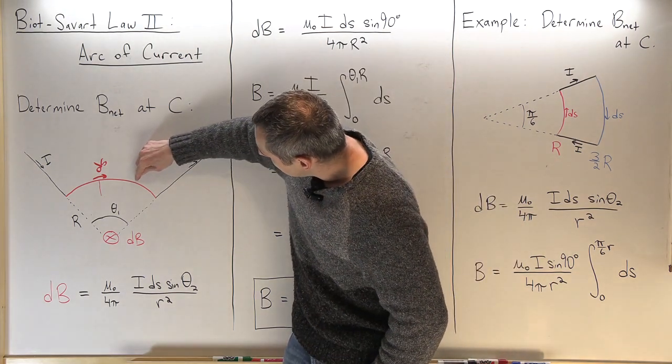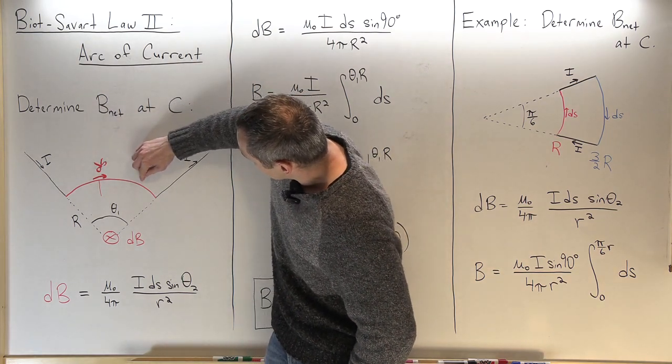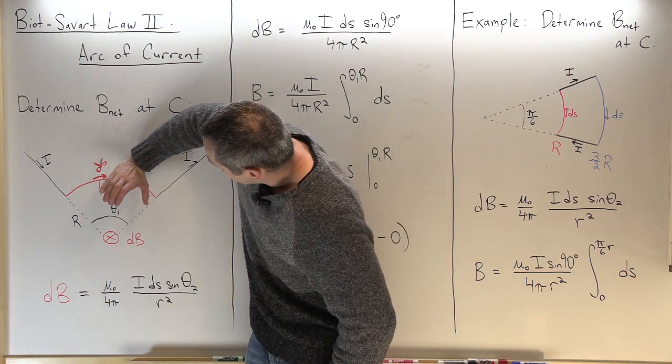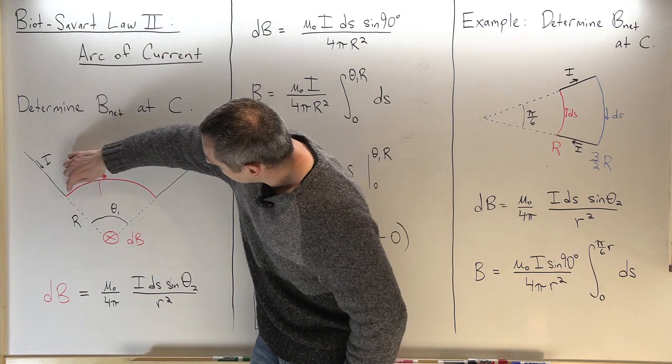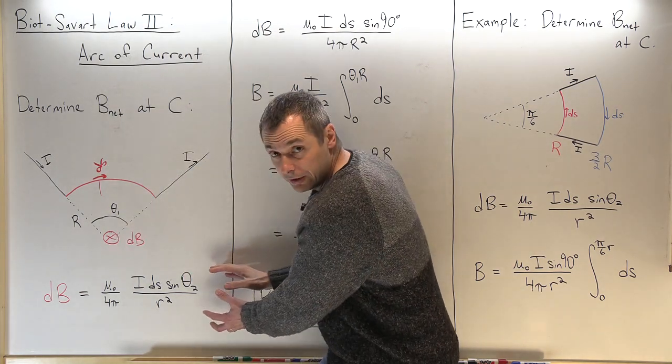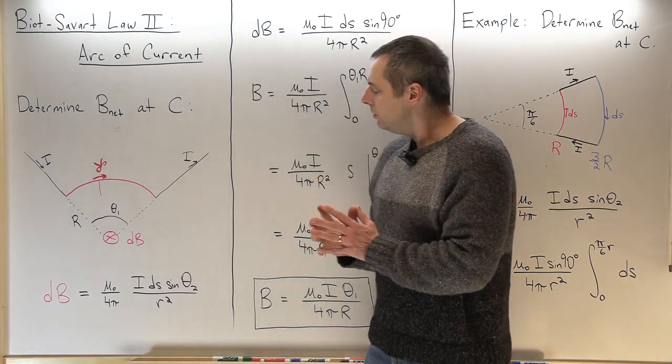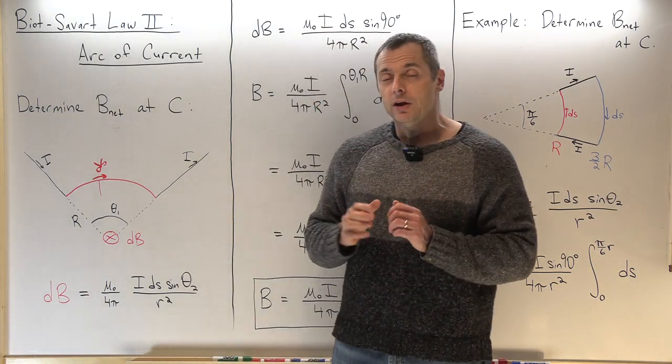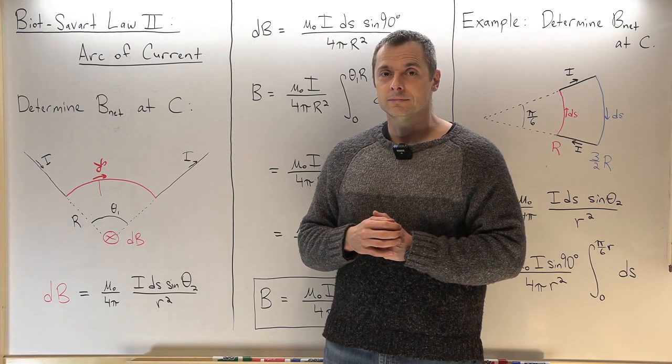If I pick another dB over here, or ds, then it makes the same dB into the board. All the contributions of every piece of this wire always go into the board, so I don't need another trig function over here. So before I move on, let me create a pause to allow you to copy this down.